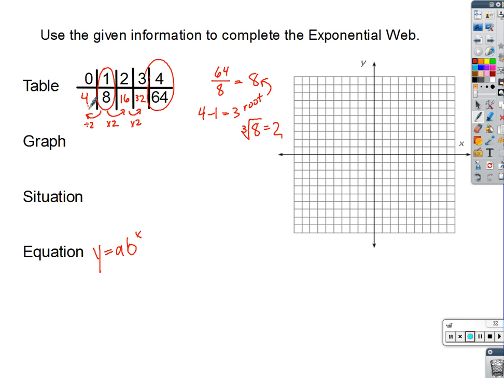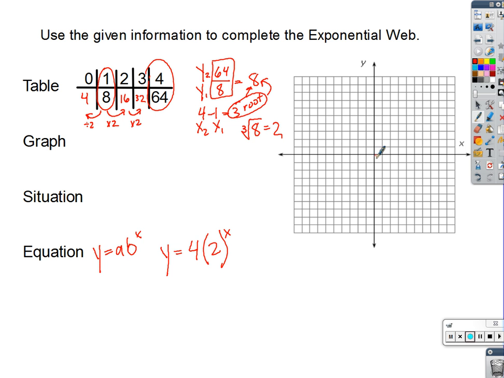Okay, so again, I did 64 divided by 8, because those are my y values. y2 divided by y1. And then I did x2 minus x1. And then I took the root of that answer, the third root of that answer. That's a button on your calculator, third root. I can plot my points, or I could write my equation: y equals 4, initial value, times 2 to the x.